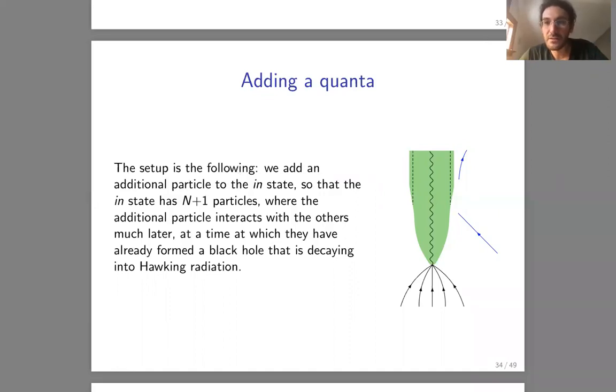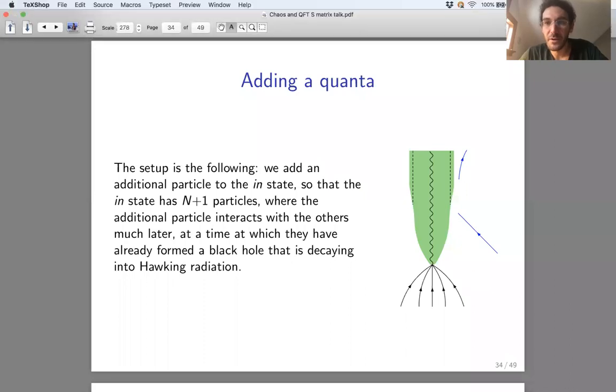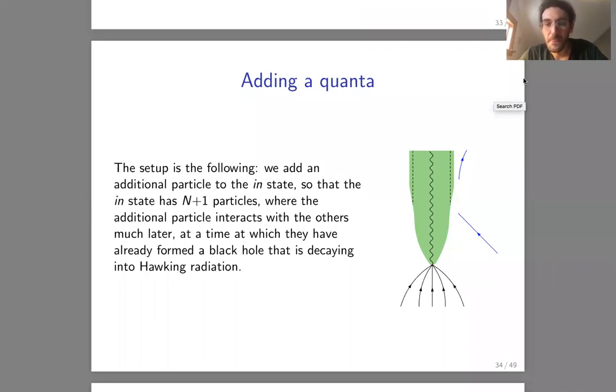In quantum mechanics, you can see chaos in a three particle system. But quantum field theory is different.